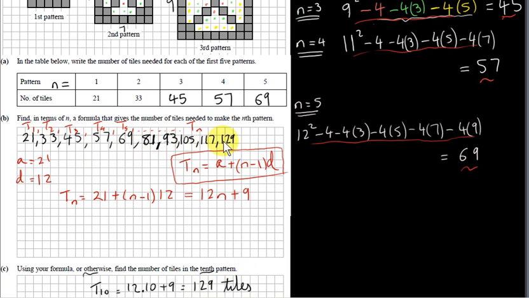Here is the other way of doing it. Just write out the first 10 terms. And this is T10.